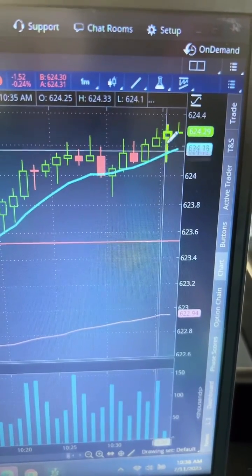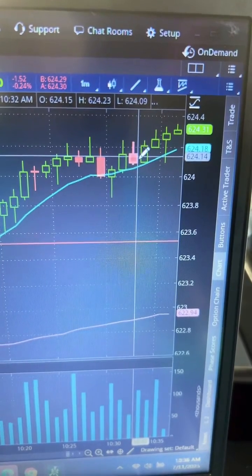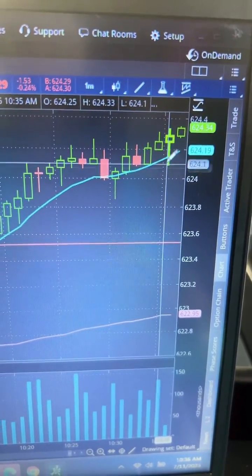Probably 3%, this counter right here. And it's going up. Remember, this is where we entered. It brought price action back down to here. So it's okay. It's still on an uptrend.